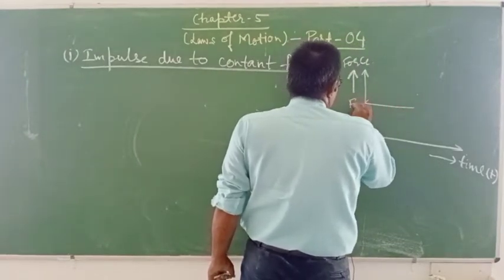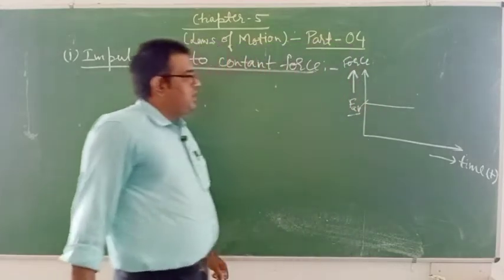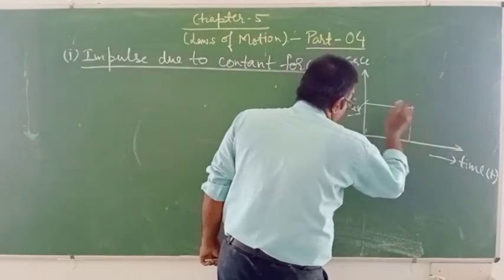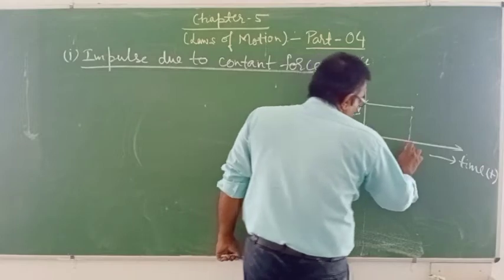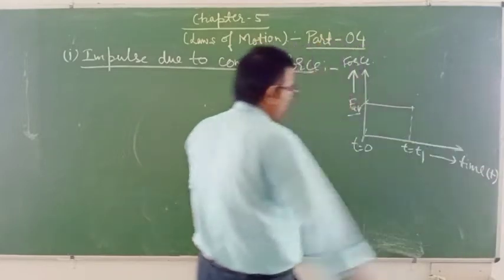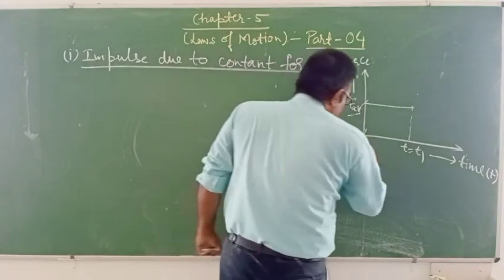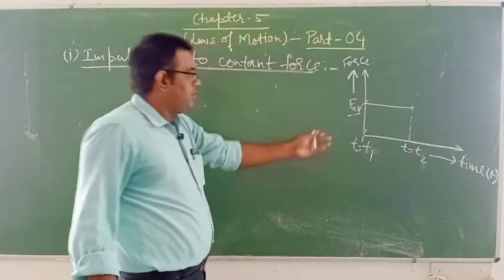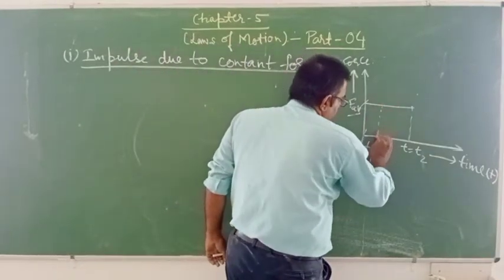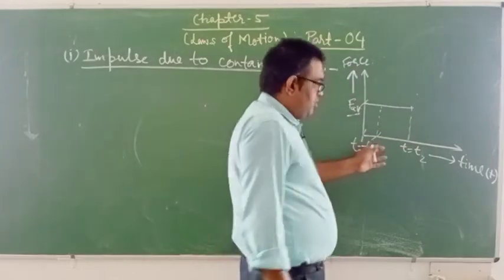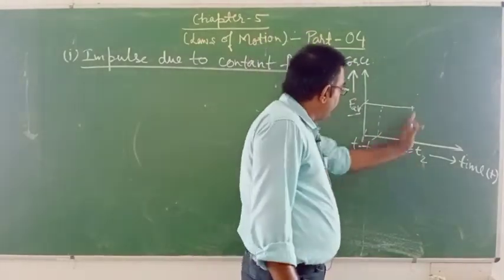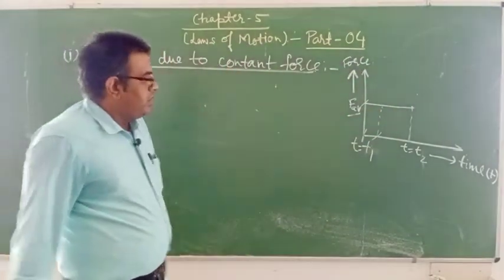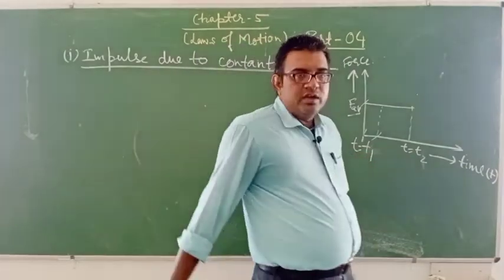Suppose this is F average. F average is the force of constant nature, and it is acting on the body from t equal to 0 to t equal to t, or you can say from t equal to t1 to t equal to t2. It might be 0. Suppose here time equal to 2 seconds, here 0 seconds. So in between this area, wherever you can choose the time. So here we have taken t1 and t2.